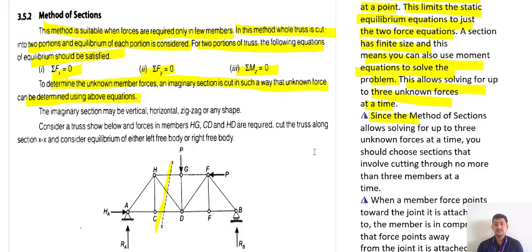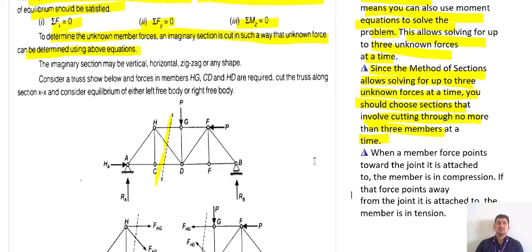Now the other point says that since the method of section allows solving up to 3 unknown forces at a time, you should choose a section that involves cutting through no more than 3 members at a time. You have to keep this in mind. You can only cut more than 3 members in the case in which 3 of the members are concurrent, or 2 members are concurrent. Then in that case you can cut more than 3 members. So this is the condition that I want to tell you about.